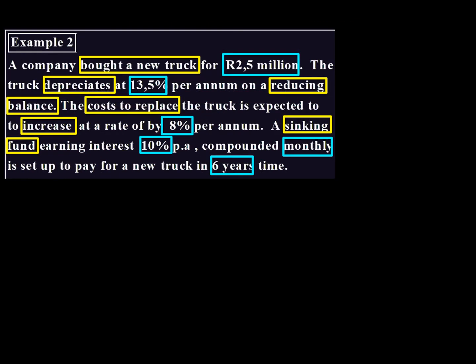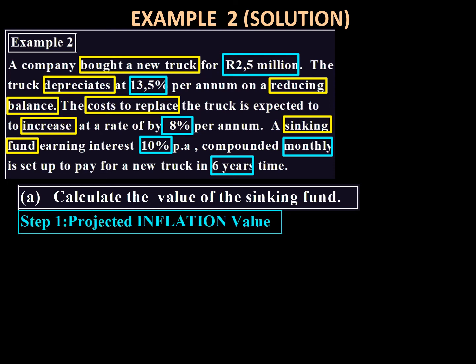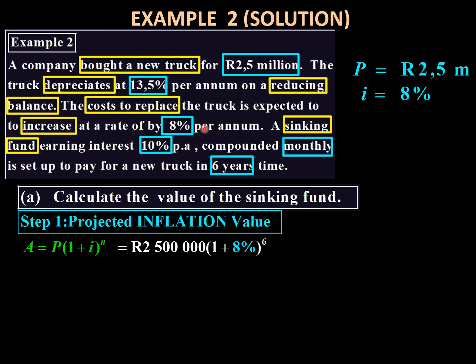Now let's look at the solution. So, calculate the value of the sinking fund. First of all, we have to work out the projected inflation. There we use the compound growth formula, and the P value is 2.5 million. Just be careful. The interest rate for inflation is 8%. Be careful that you don't use the incorrect interest rate there. So that's 8%, and if we calculate that, that gives me 3,967,185 rand and 81 cents.